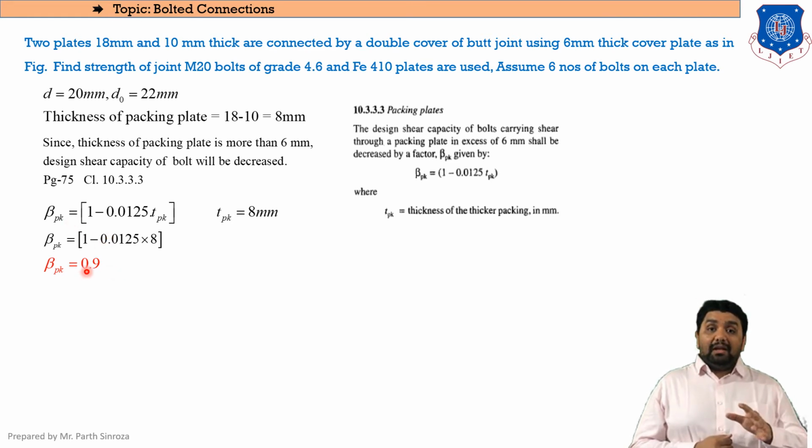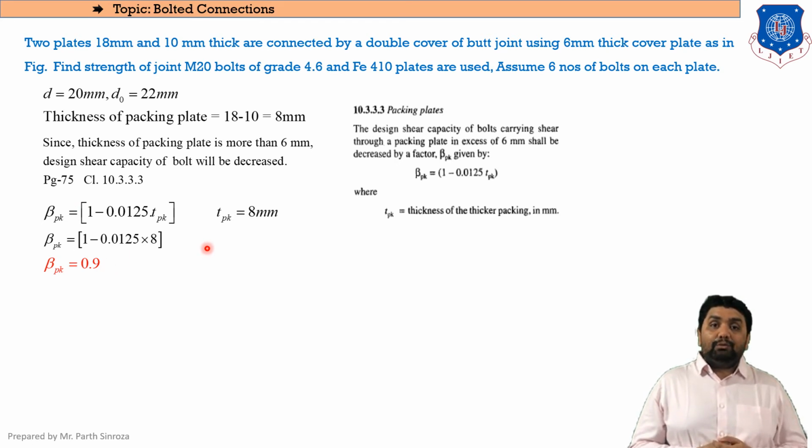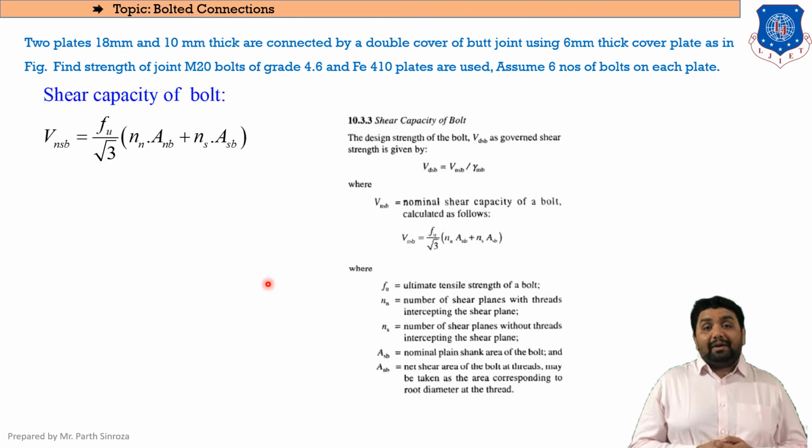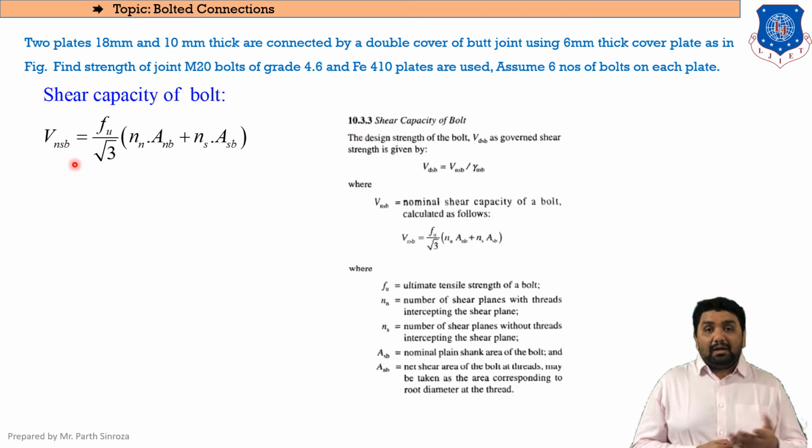Now how to use it? This beta pk will be multiplied with Vdsb. There is nothing more to do. We need to find Vdsb by the same method that we have been using. So for finding Vdsb, again you will refer to the same clause, that is 10.3.3. The equation will be Vnsb equal to fu by root 3 times (nn Anb plus ns Asb).